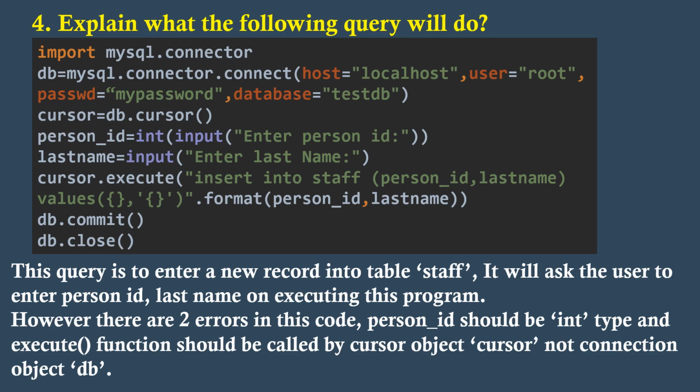First thing is that in the book it is given db.execute, which is wrong. Actually, the execute function has to be called with respect to the cursor object. Here the cursor object is cursor and db is the connection object, so we cannot call the execute function with that. And second thing, one more thing is there, that is person ID. This is an integer type of value, so we have to pass integer data. So while taking this value, you can convert it into integer. These two things you can modify and this will work fine.